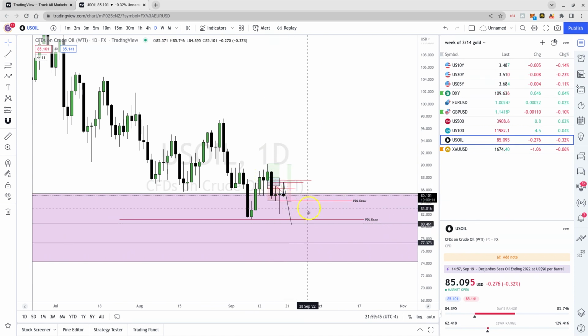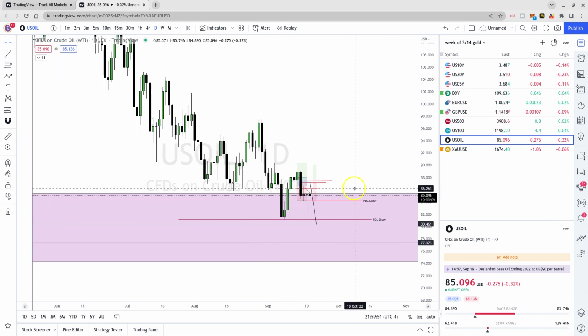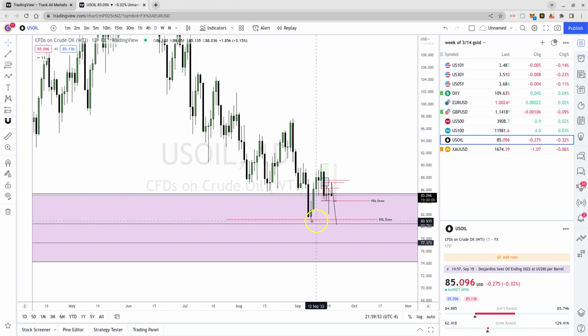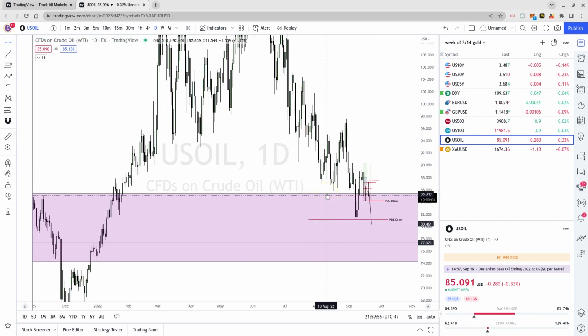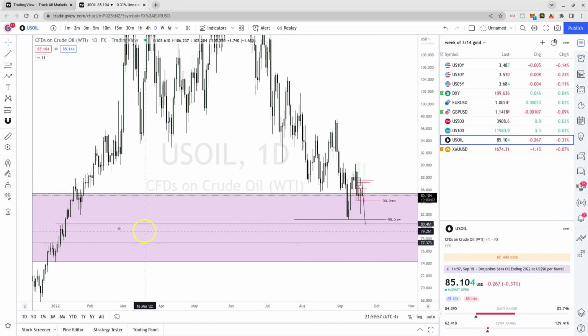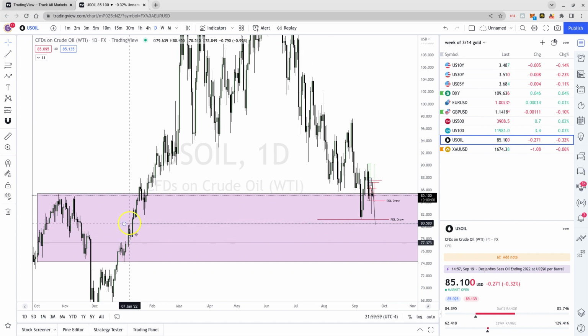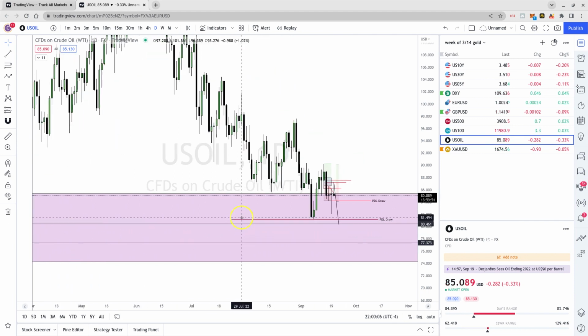Okay, and then we've completely traded all the way through this FVG. All right. So here's that. This is my draw on liquidity here. All right. And then this black line is basically representing this daily order block, which we could possibly see price trade to there.